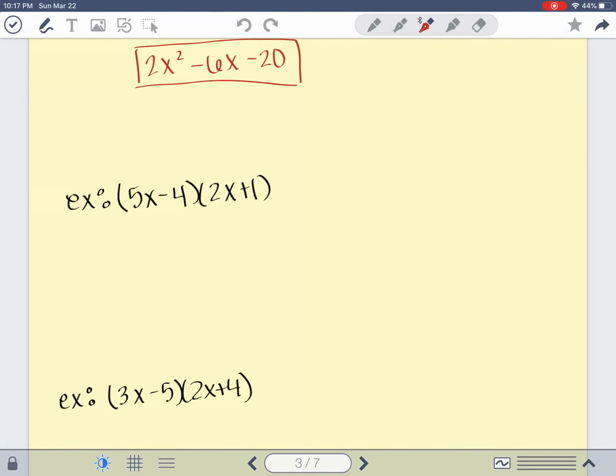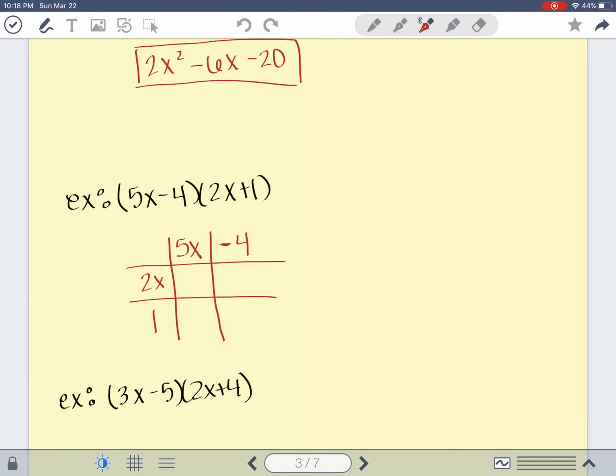On our next one, let's go ahead and try the grid method, just for those of you that prefer the grid method. So we can do 5x, and it's a negative 4 here, so 5x minus 4, and then 2x plus 1. I like that this one has the minus 4 so that you can see that you do have to have that negative when it comes to using the grid method still.